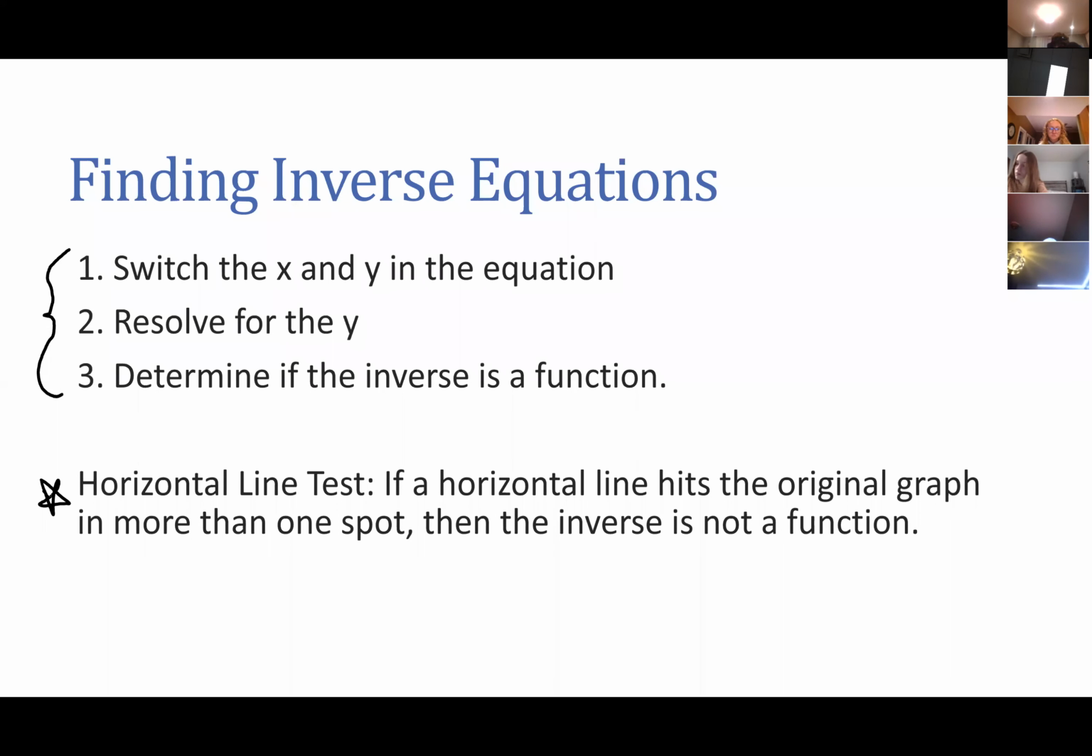So we do the vertical line test and the horizontal line test on the original thing. The vertical line test tells us whether the original thing is going to be a function or not. The horizontal line test, we do it on the original, but it tells us whether the inverse will be a function or not.